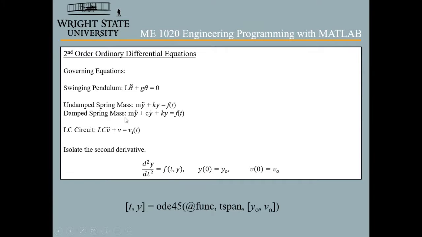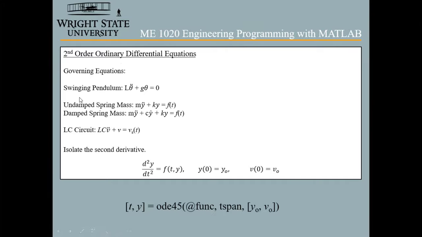So like the damped spring mass here has y double dot, or the second derivative of y. It has y dot, the first derivative of y, and it has y itself. And then it has time. So it gets a little bit more complicated. But again, for physical equations, these are common.